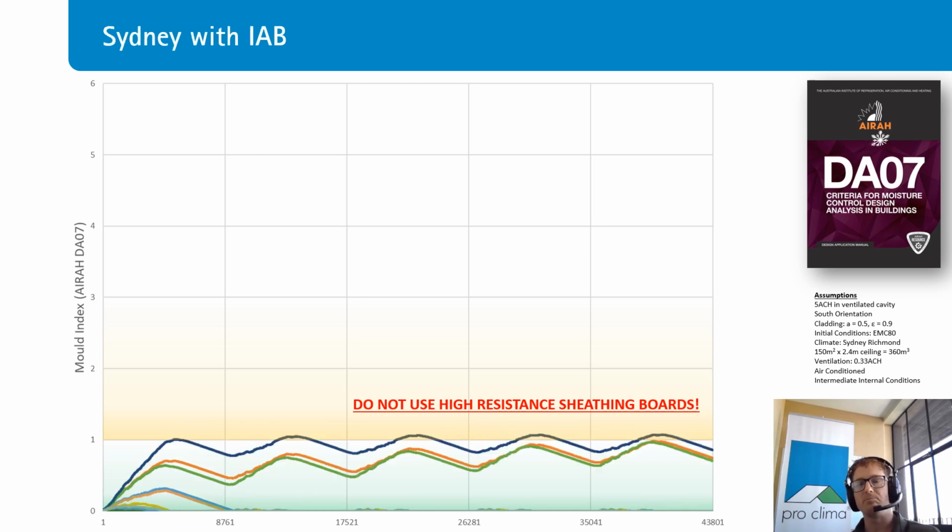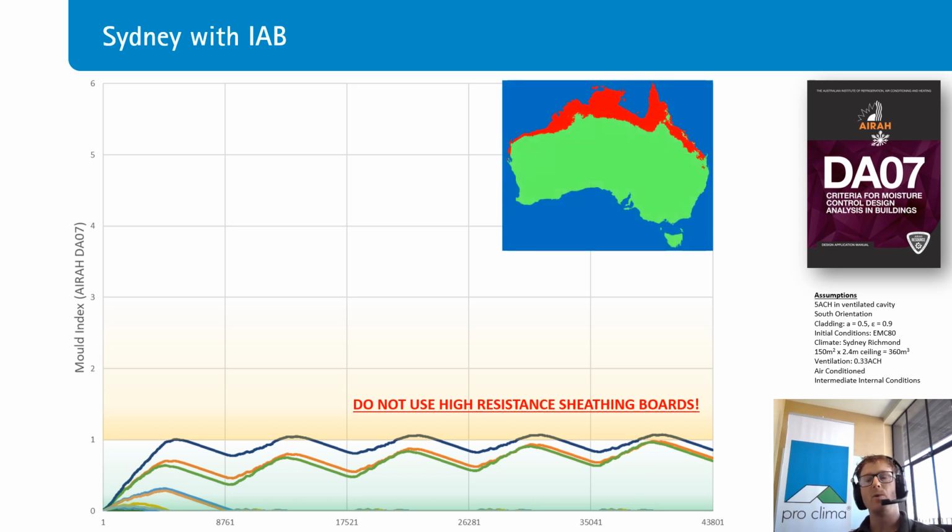If we go to Sydney, similar outcome, and the same message: do not use high resistance sheathing boards because you still run the risk, even with an intelligent air barrier, of trapping humidity behind that exterior rigid WRB system. So in the cooler regions or in the mixed climate regions of Australia, you're probably far better off using an intelligent air barrier on the inside of the structure in combination with rigid weather resistant barrier systems on the outside of the structure. And this is how we develop healthy, durable and energy efficient systems.